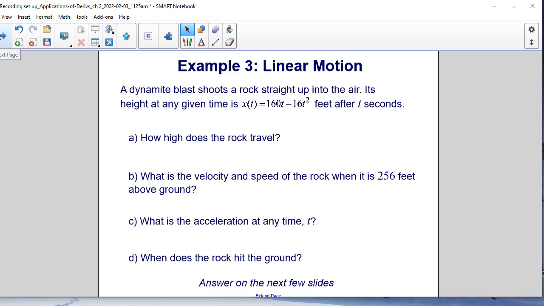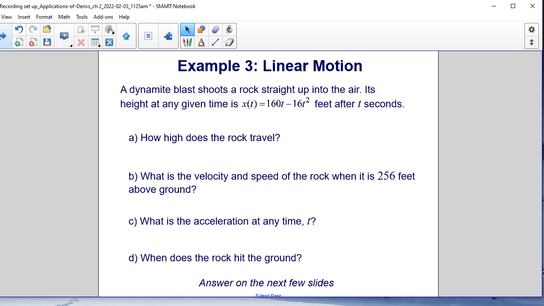A dynamite blast shoots a rock straight up into the air. Its height at any given time is x of t equals 160t minus 16t squared feet after t seconds. There are four things we're going to look for.